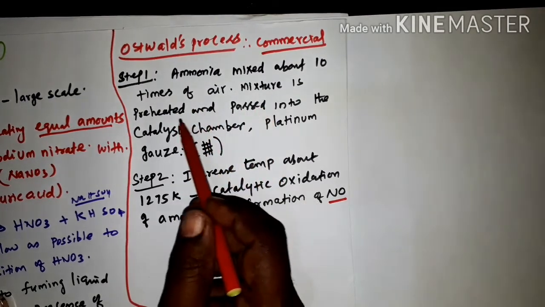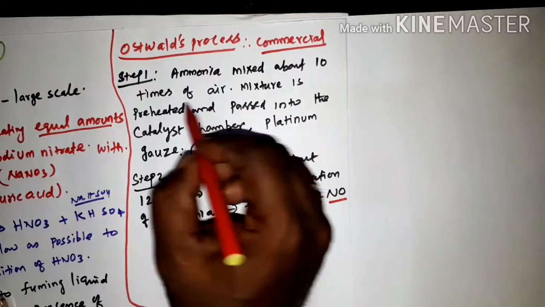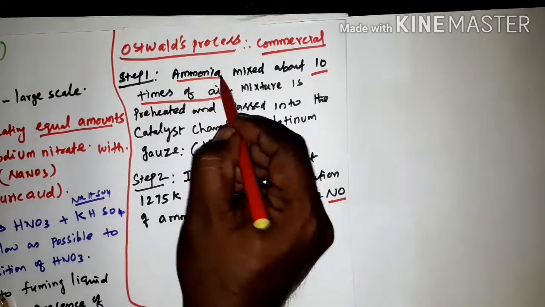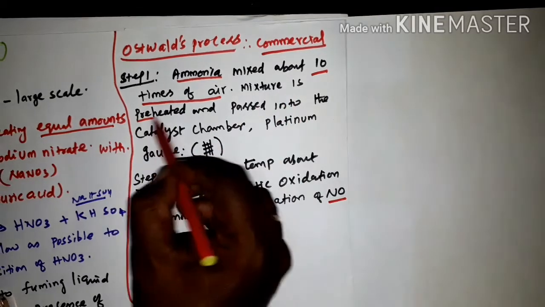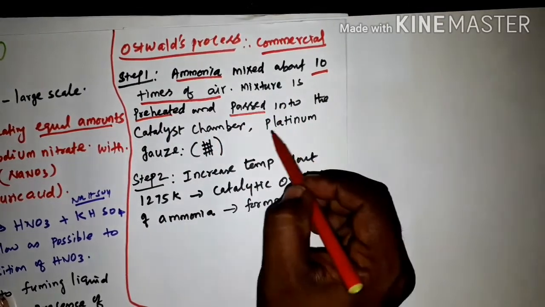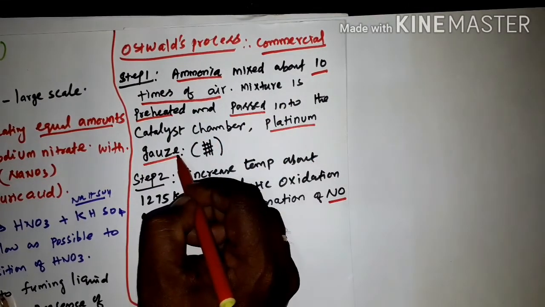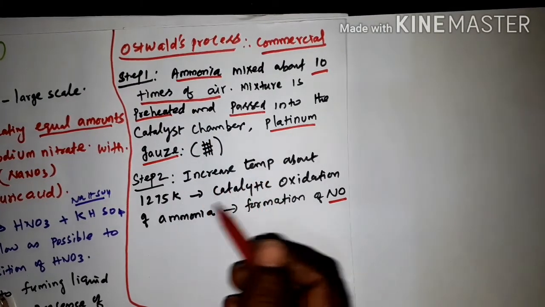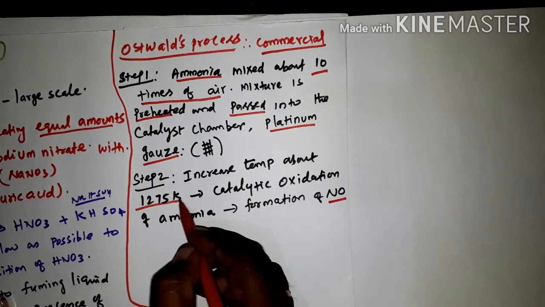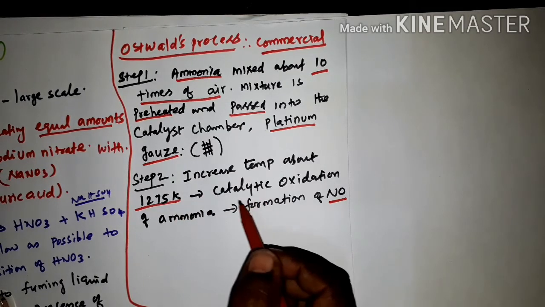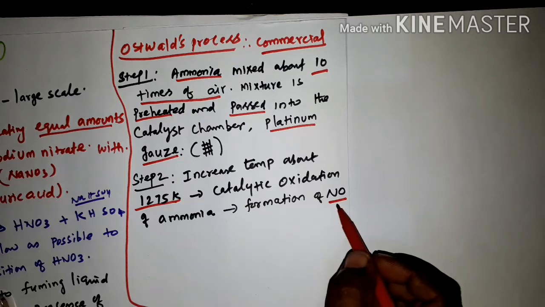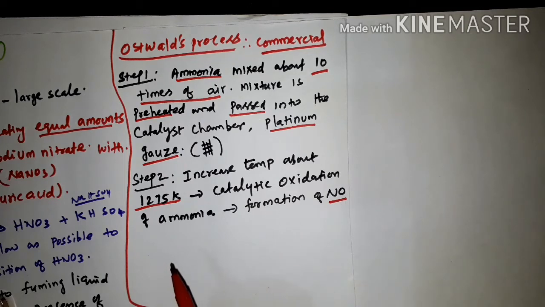So in step 1, ammonia is mixed with about 10 times of air. Then the mixture is preheated, then passed into the platinum gauze. So this is step 1. In step 2, increase the temperature to about 1275 Kelvin. So there will be a catalytic oxidation of ammonia, with formation of nitrogen monoxide. Okay, then step 3.